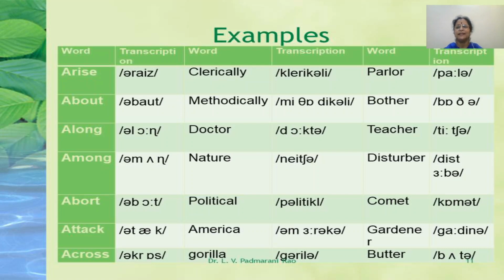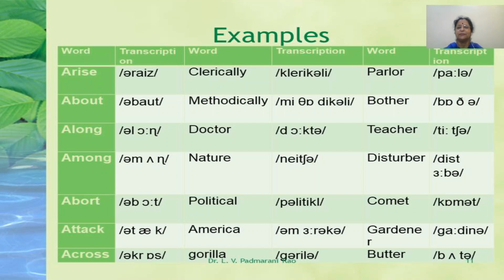C-L-E-R-I-C-A-L-L-Y, clerically, the last but one vowel sound that is used is our example. M-E-T-H-O-D-I-C-A-L-L-Y, methodically, the last but one sound after k is the sound under discussion. D-O-C-T-O-R, doctor, the last sound. N-A-T-U-R-E, nature, the last sound. P-O-L-I-T-I-C-A-L, political. The first vowel that is used is the weak vowel.